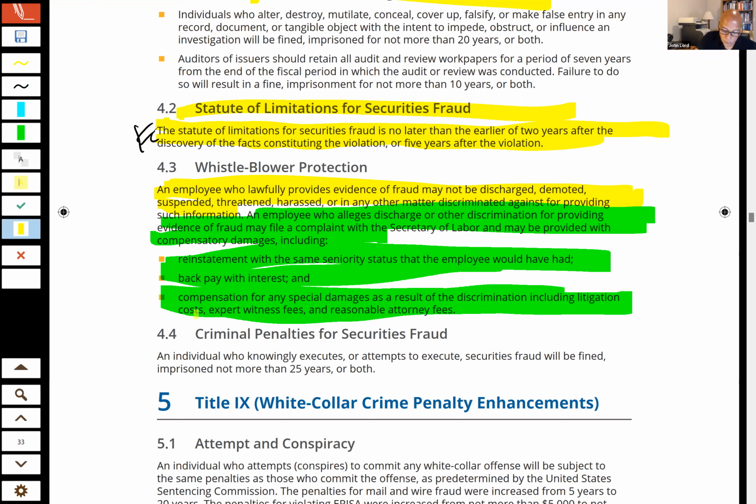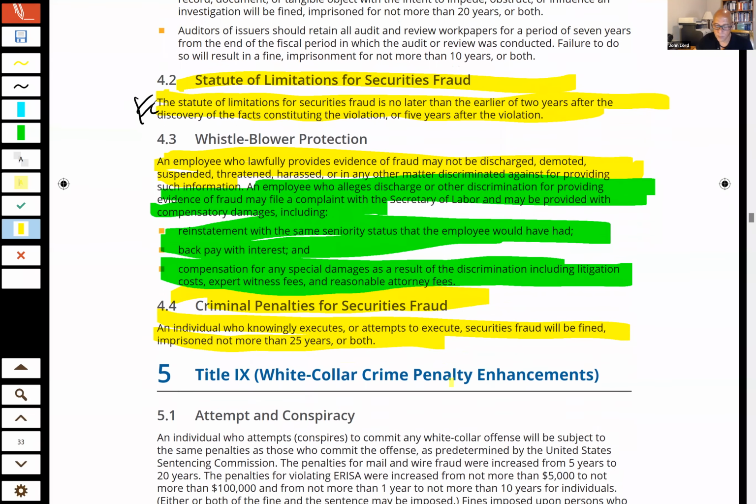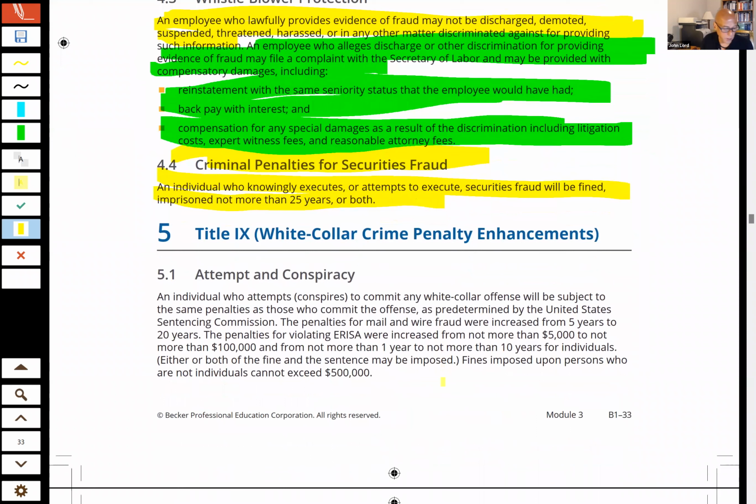When we look at criminal fines and penalties, okay, there could be some fine, that's money, or imprisonment, or both, not to exceed 25 years. And then there could be the disgorgement that I talked about.